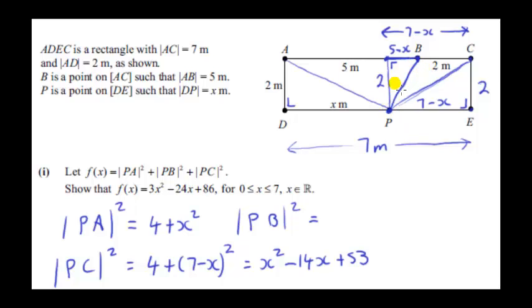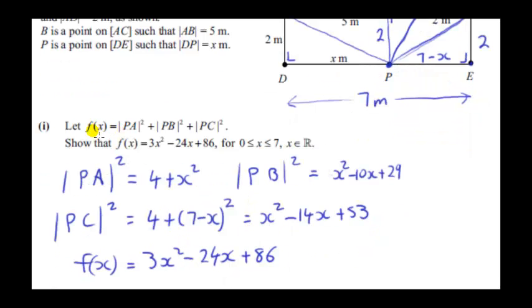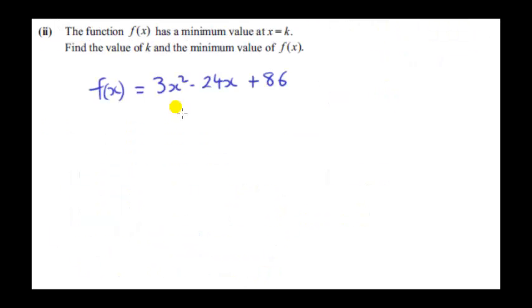So the square of PB, that's the square of the hypotenuse of this right angled triangle, is the sum of the squares of the short sides. 2 squared is 4, and we have (5 minus x) squared. Well, if we square that out, we get 25 minus 10x plus x squared. So simplifying, we get x squared minus 10x plus 29. Now we want f of x, which is the sum of those three quantities. So if you sum them, you get 3x squared minus 24x plus 86.